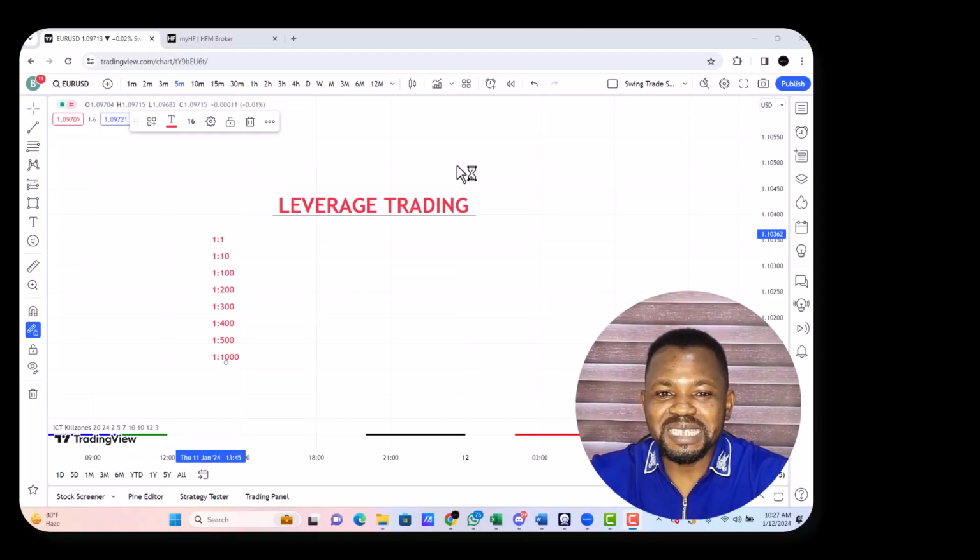Alright, let's get started with knowing what leverage is. In simple terms, leverage is an influence used to gain advantage. An influence used to get advantage.